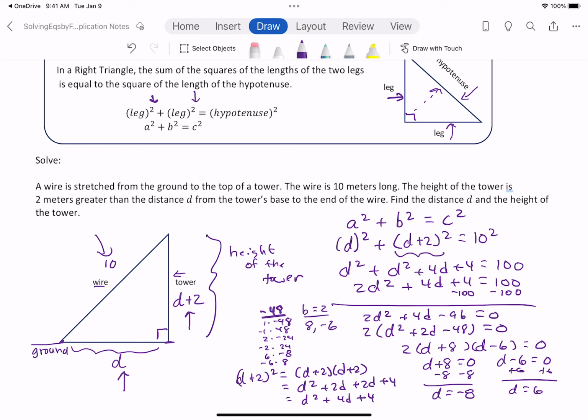And again, like the previous problem, the negative 8 in this problem can be excluded because in the real world, distance can't be negative, right? So we know that d is going to be 6, and that is a length, which in this case is meters. And it asks for us to find the distance d and the height of the tower. So the height of the tower was d plus 2. So if d is 6, then adding 2, the tower is 8 meters tall.